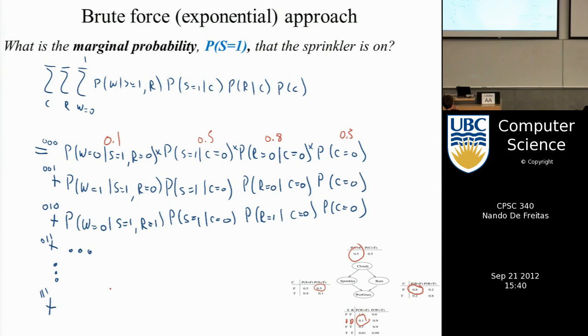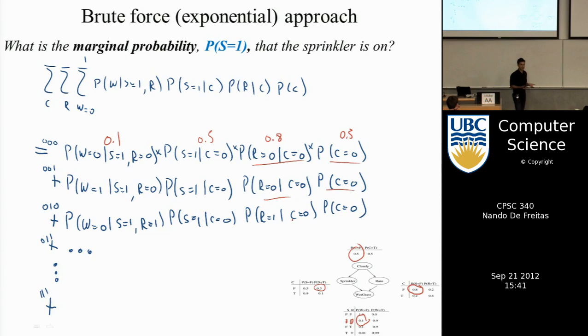S depends on the C. It depends on the W. So P of C, you can take it outside those two first sums over R and W because it's constant over R and W. Exactly. So note I'm doing the following: I'm multiplying this guy times this guy, and then I multiply it again. And there's a lot of redundancy here.